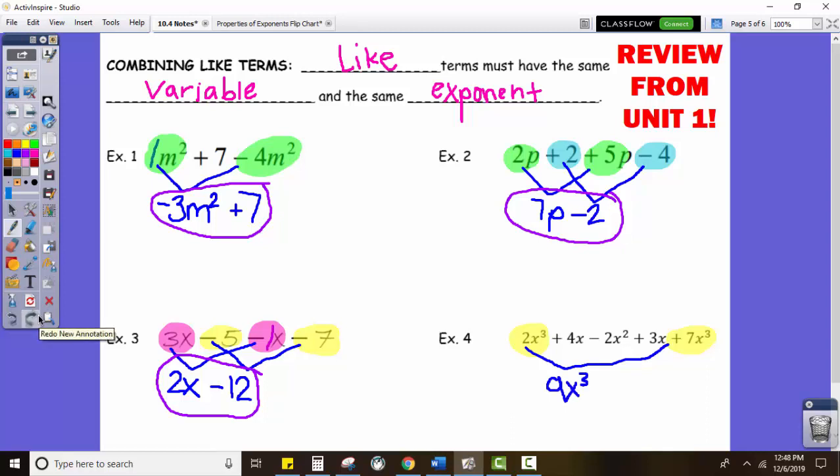Then I'm going to look for the next highest exponent, which I have negative 2x squared. I don't have any other x squared, so I can't combine it. So for my expression, I'm going to write minus 2x squared next. And then my last two terms, I have plus 4x plus 3x. Those are the like terms. They both have an x with an exponent of 1. I have 4x plus 3x, which is 7x. And that is the final expression.